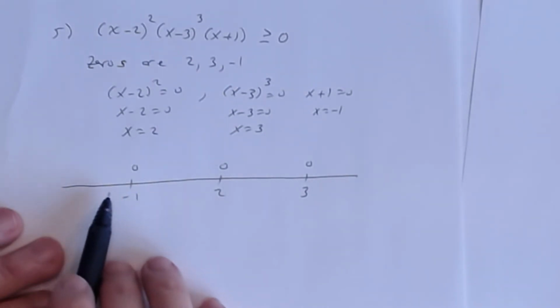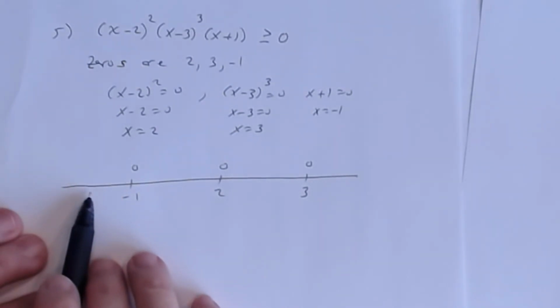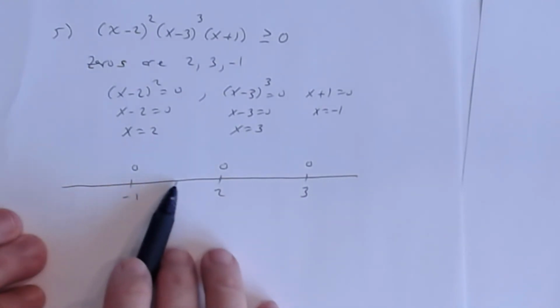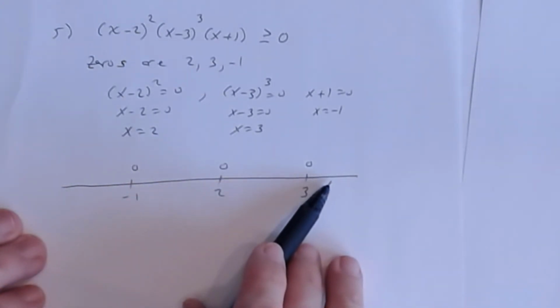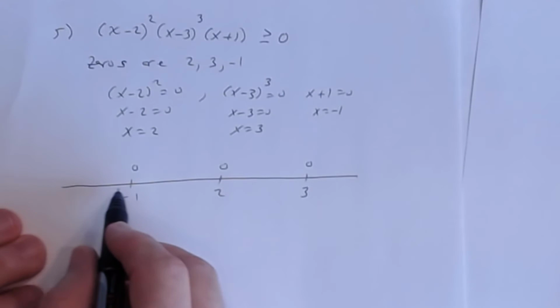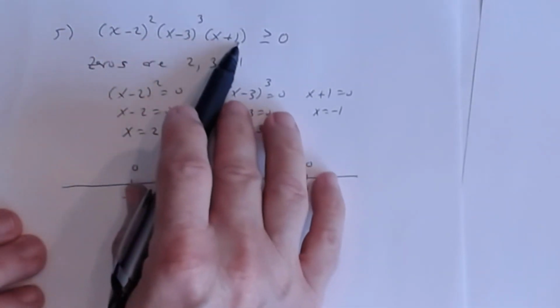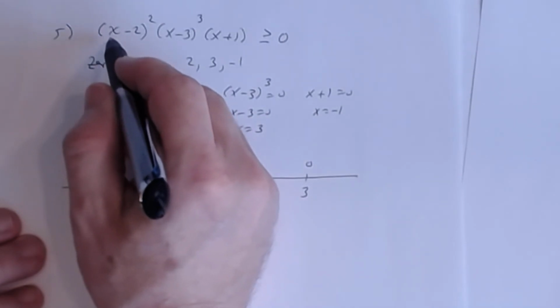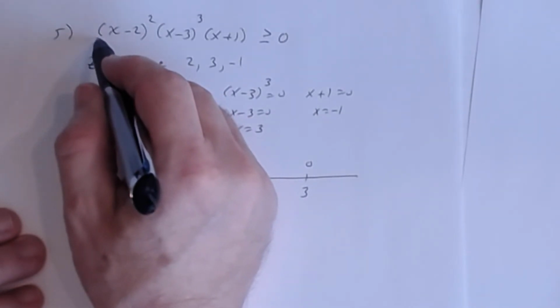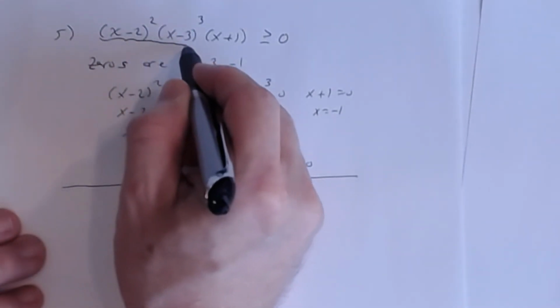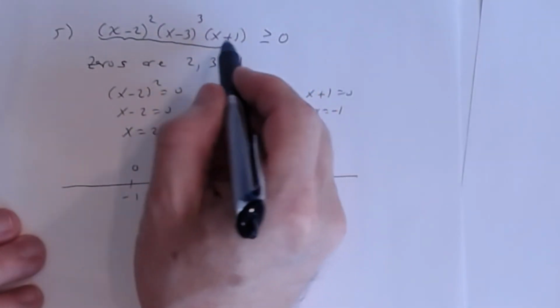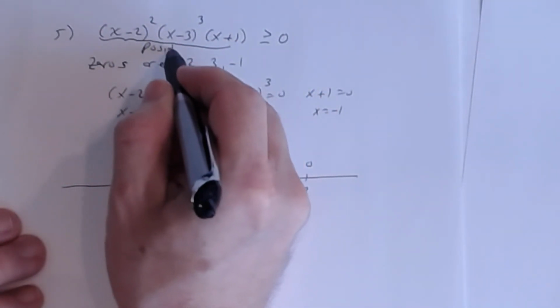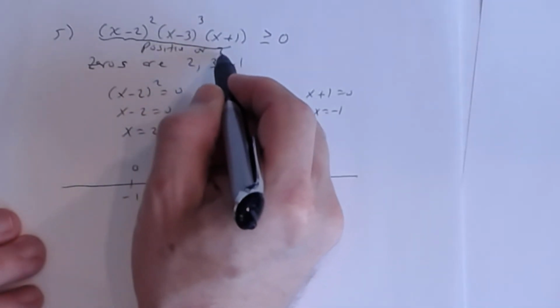And so those 3 zeros divide the number line into 4 intervals. Negative infinity to negative 1, negative 1 to 2, 2 to 3, 3 to infinity. So we got to determine which of those intervals are solutions to this inequality. And I want the values of x, so the solution will be any number in which this product is greater than 0, meaning positive, or equal to 0.